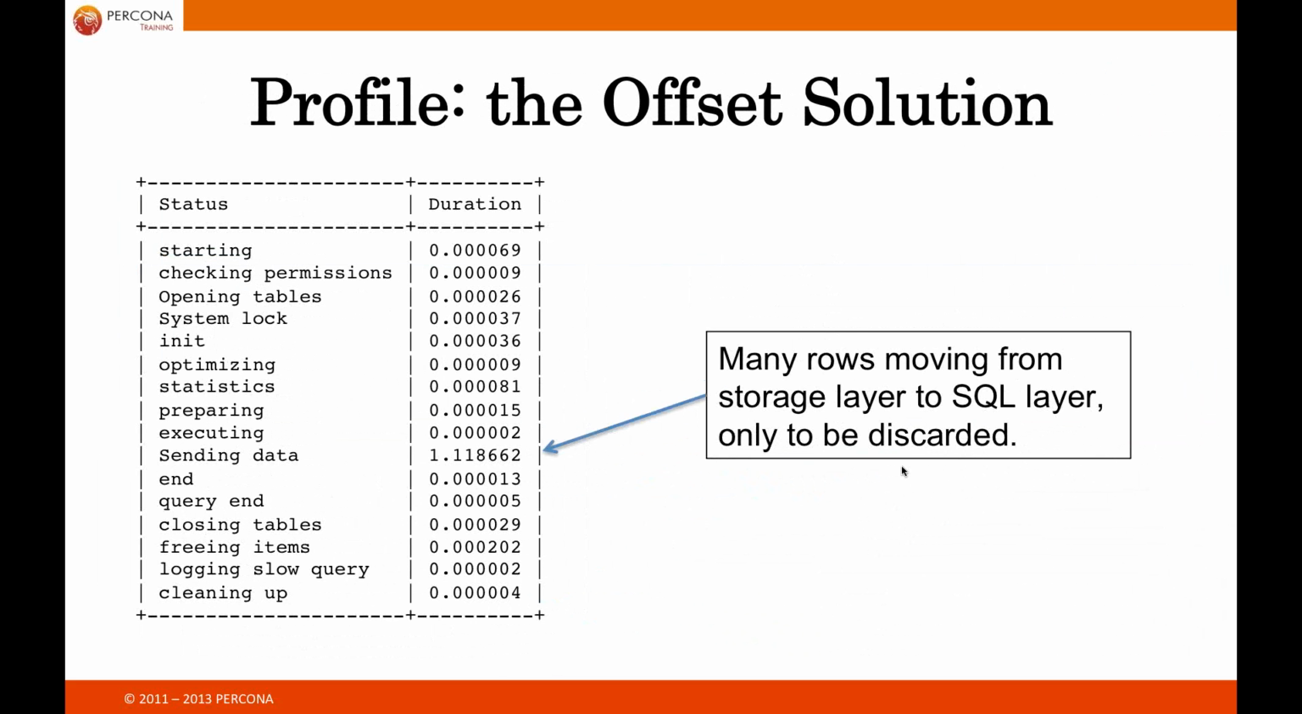And likewise, as it is doing that, the seeking, it's actually returning the rows from the storage engine to the SQL layer, only to discard most of them except for the one that's returned by that limit 1. So that's where almost all the time is going, as you can see in the profile.